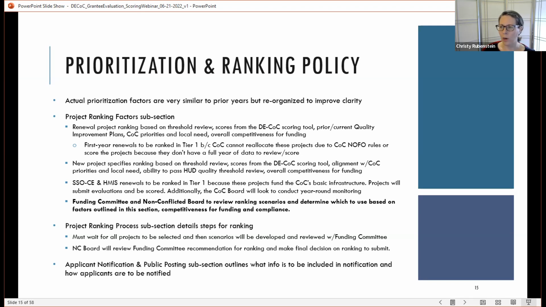There are requirements. There's another section that outlines the ways that the CoC is going to notify applicants and publicly post the information. That all traces back to the NOFO. We have to follow certain rules around how to notify people, whether they're selected, rejected, or reduced when it comes to the ranking and the final submission on what is called the priority list.